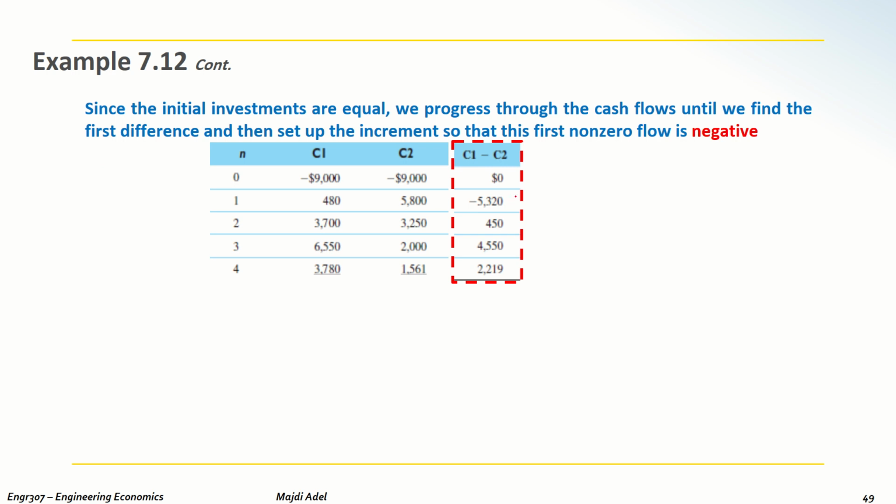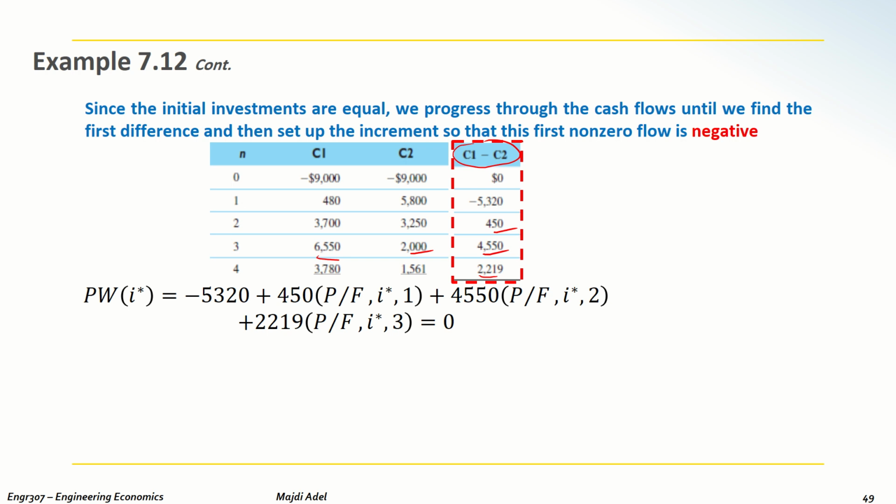Minus 520, C1 minus C2. In the second year, 3,700 minus 325 is 450. The third year, 550 minus 2,000, 4,550. And the fourth year, 3,780 minus 1,561, 2,219. This is our incremental cash flow.